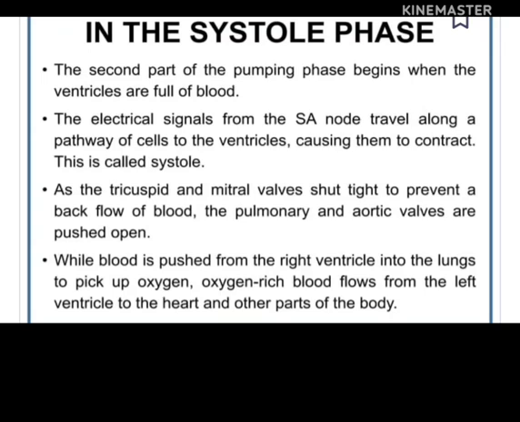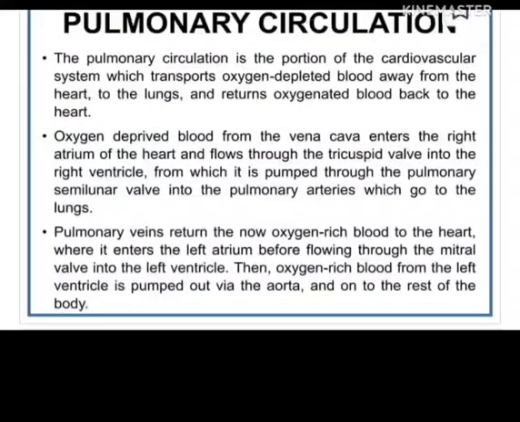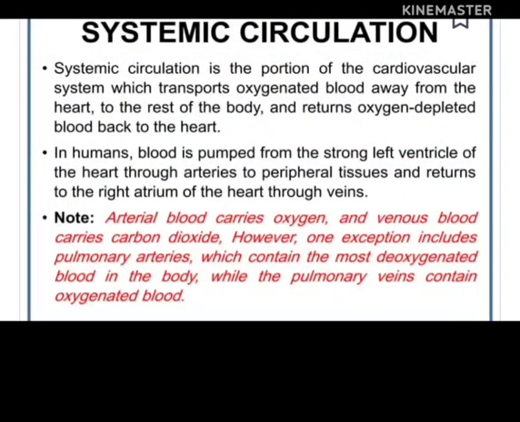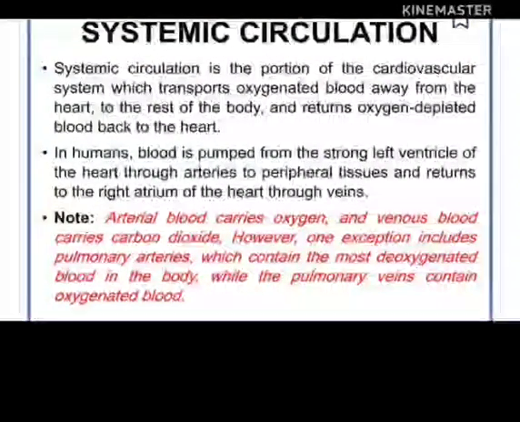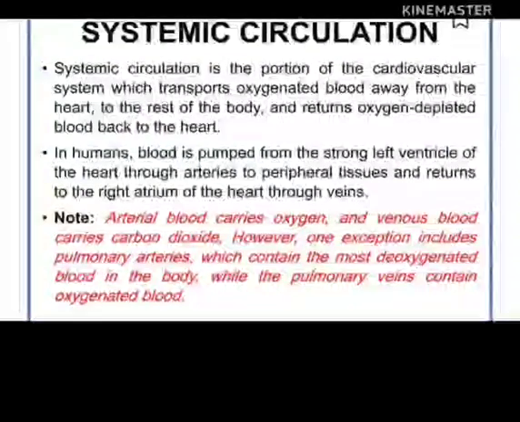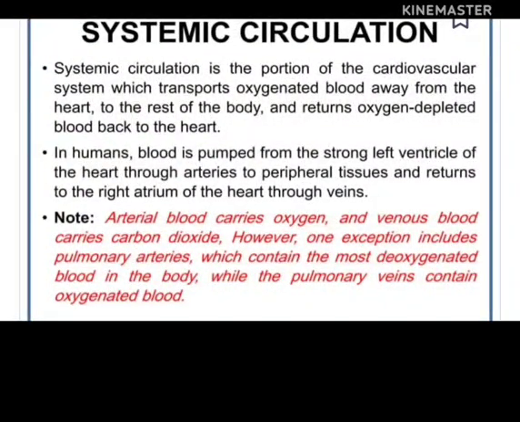When blood is pushed from the right ventricle into the lungs, it picks up oxygen. Now, the pulmonary circulation: it is the portion of the cardiovascular system which transports oxygen-poor blood to the lungs. And systemic circulation is the portion of the cardiovascular system that transports oxygenated blood away from the heart. So this is the function of systemic circulation. Clear?